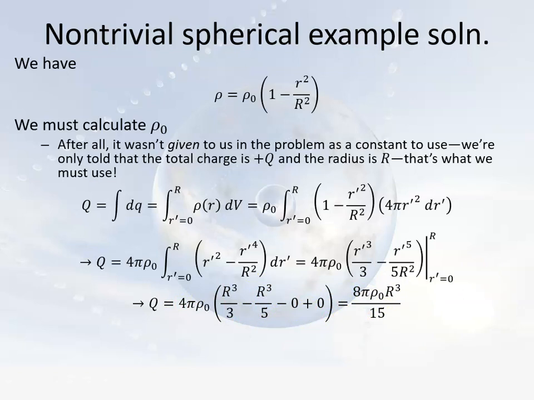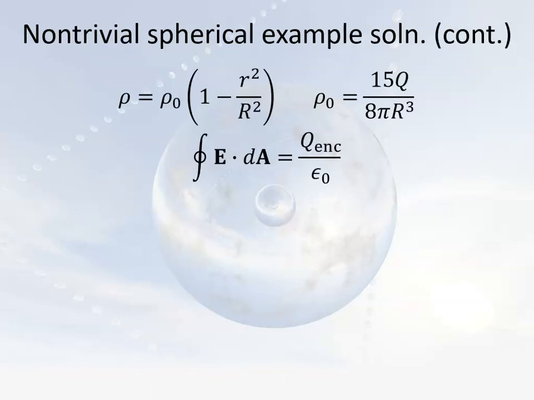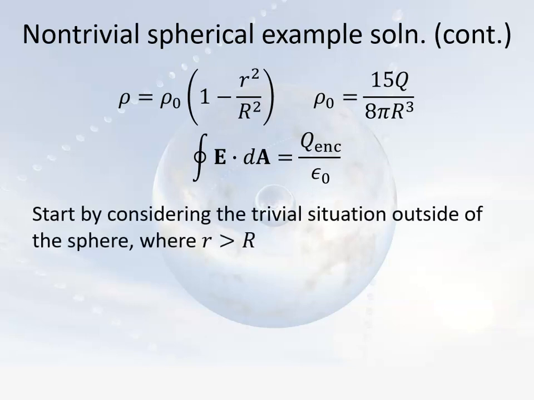So remember, what was the point in doing this? We needed to figure out what rho naught was, because this was just an arbitrary constant. But now we know what it is. You solve for it, and it's 15 big Q over 8 pi big R cubed. So now we know what rho naught is. We're just going to call it that until the end of the problem, and then we'll plug it in later.